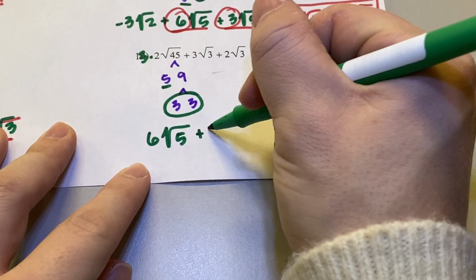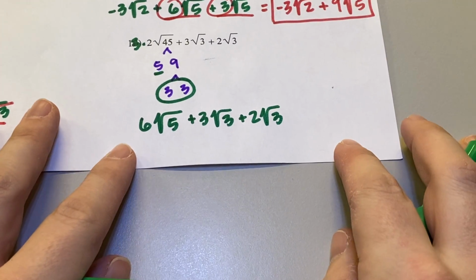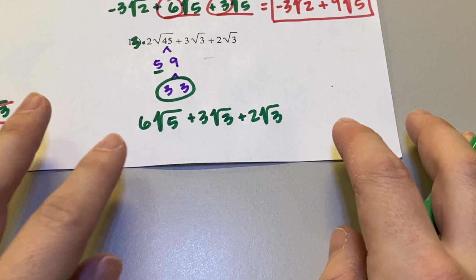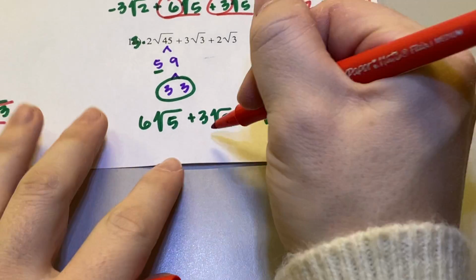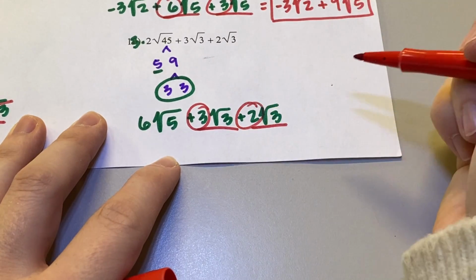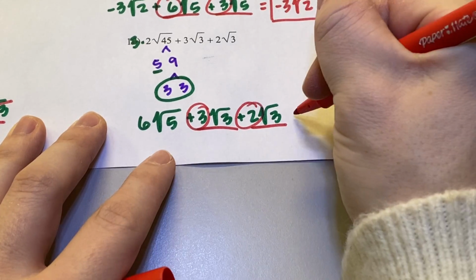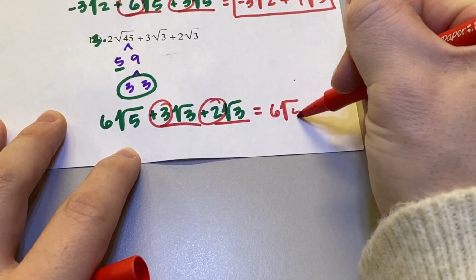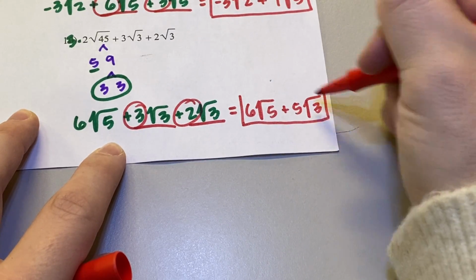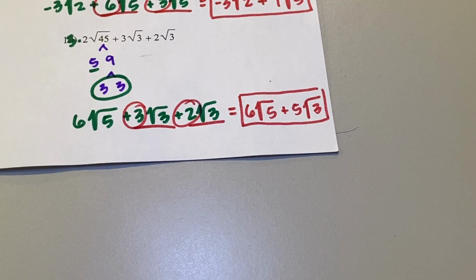Then I'm just going to bring down my next 2 terms, plus 3 root 3 plus 2 root 3. They're simplified. Combine my like terms, which are my root 3's. This is saying I have 3 of that thing, and I'm adding 2 of that thing. How many do I have? 5 root 3. So my final answer, 6 root 5 plus 5 root 3. We cannot combine a root 5 with a root 3, so we are simplified.